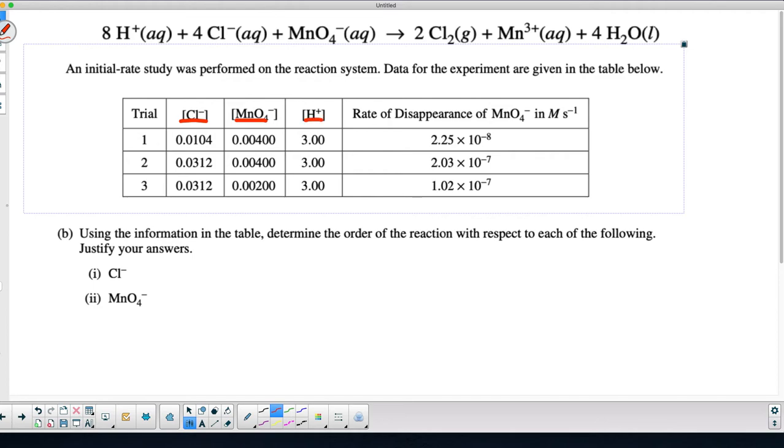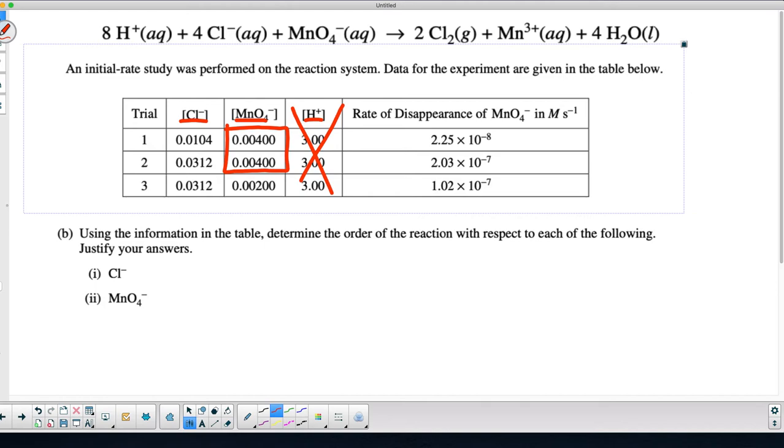Notice that the acid doesn't change, so we can ignore that. So we don't need to look at the H plus at all for any of the calculations that we're going to do, which is good news. Okay, so that means we're only concerned about the Cl minus and the MnO4 minus. So let's go through that like we would any other problem. So notice here that the MnO4 is the same for trials 1 and 2. And then it's different for trials 1 and 2 for the Cl minus.